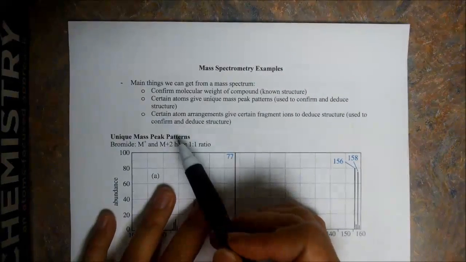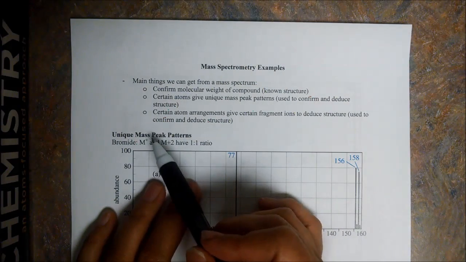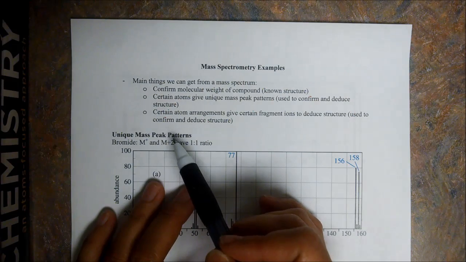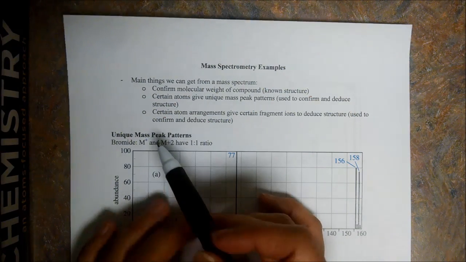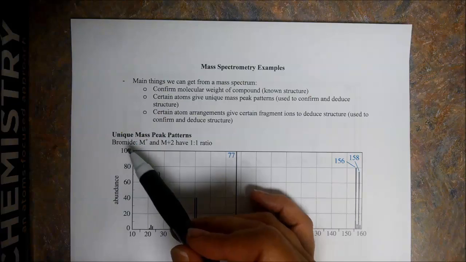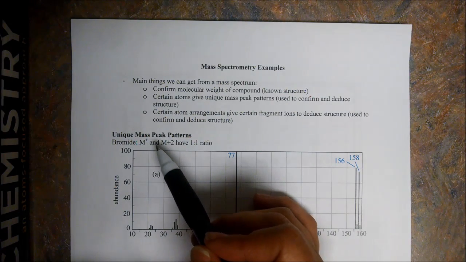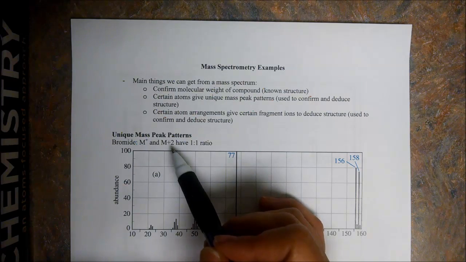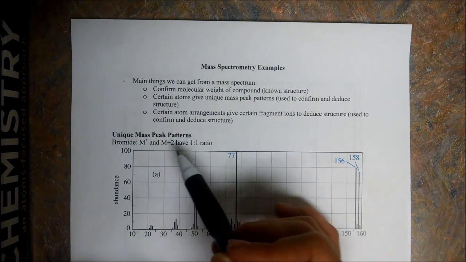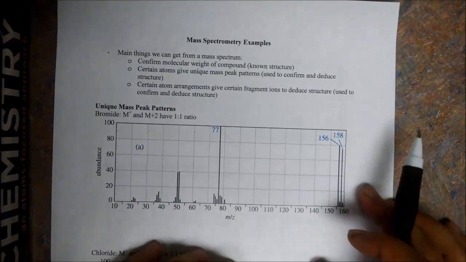Alright, so first up, these unique mass peak patterns. Okay, so these are things that will be present in every molecule that has the thing listed. So for instance, this bromide. Alright, so every bromide has a molecular ion and a molecular ion plus 2 mass units, and these peaks will be present in a 1-to-1 ratio. So here's an example of a mass spectrum.